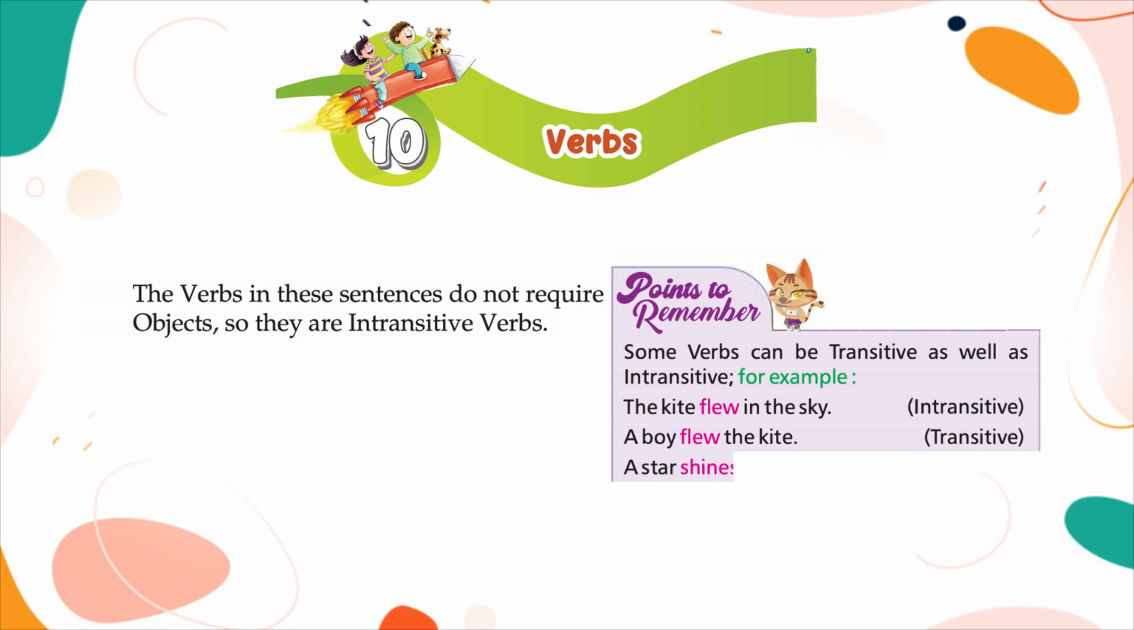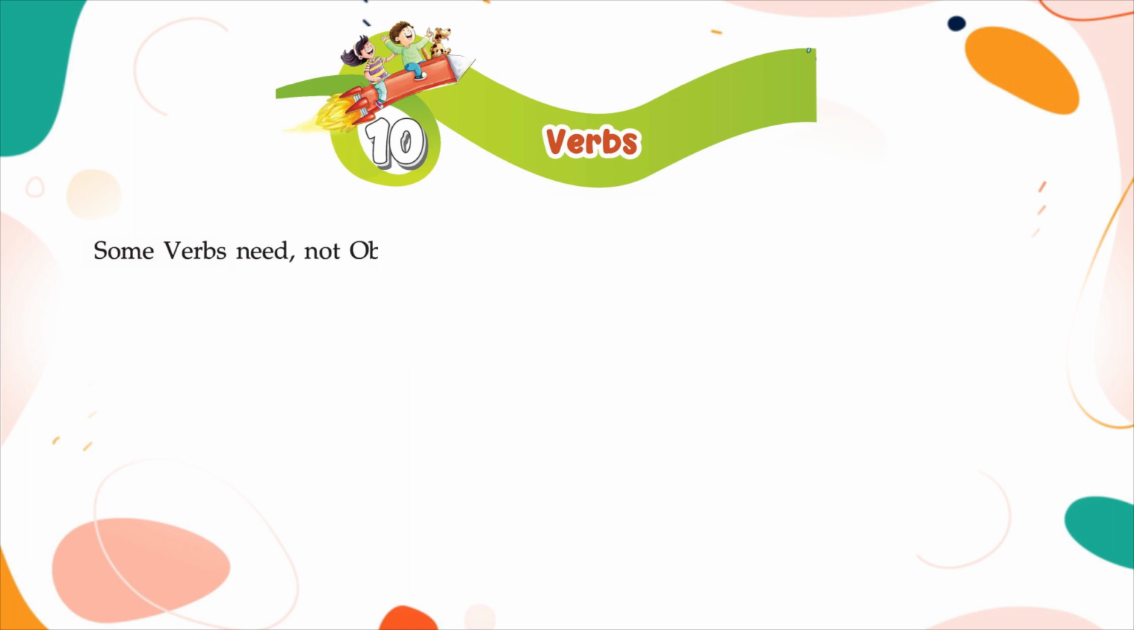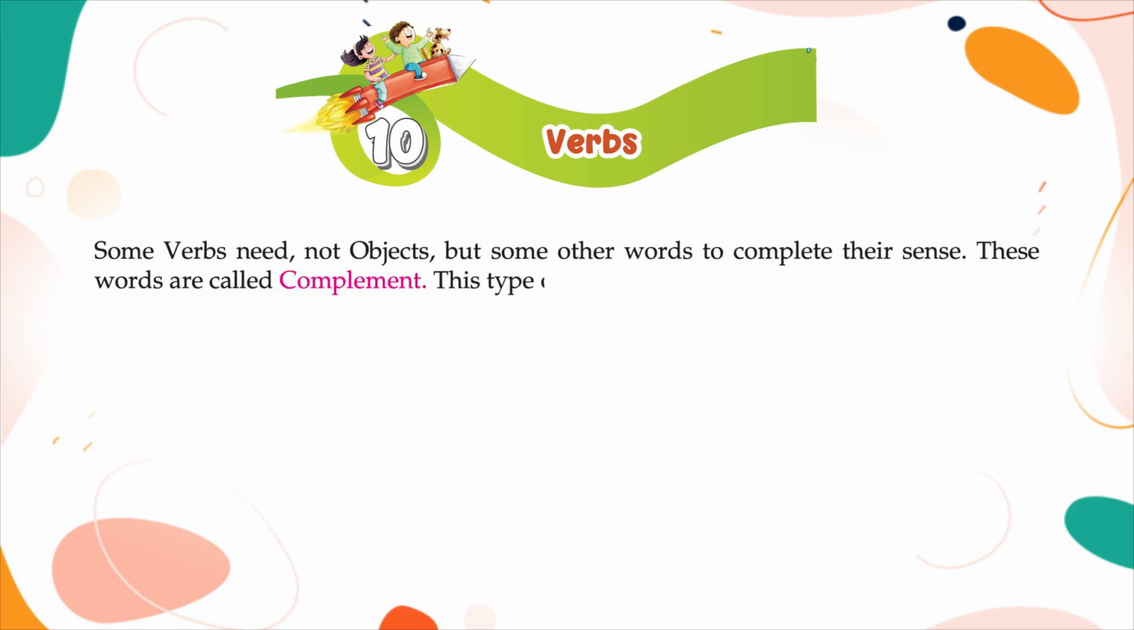Transitive. A star shines in the sky. Intransitive. A student shone her shoes. Transitive. Some verbs need not objects but some other words to complete their sense. These words are called complement. This type of verb is called a linking verb.